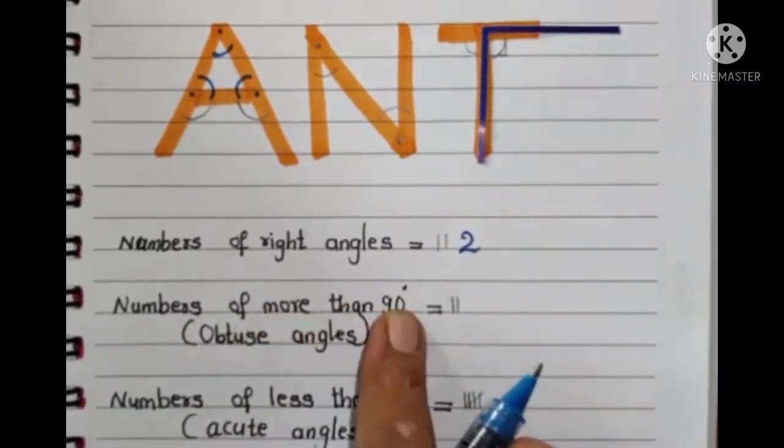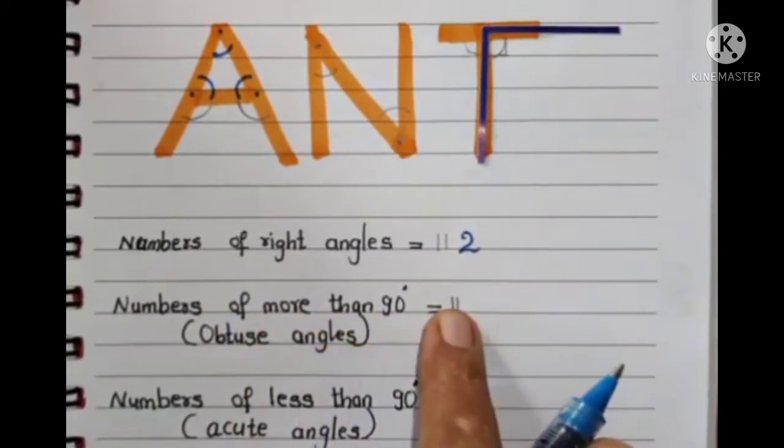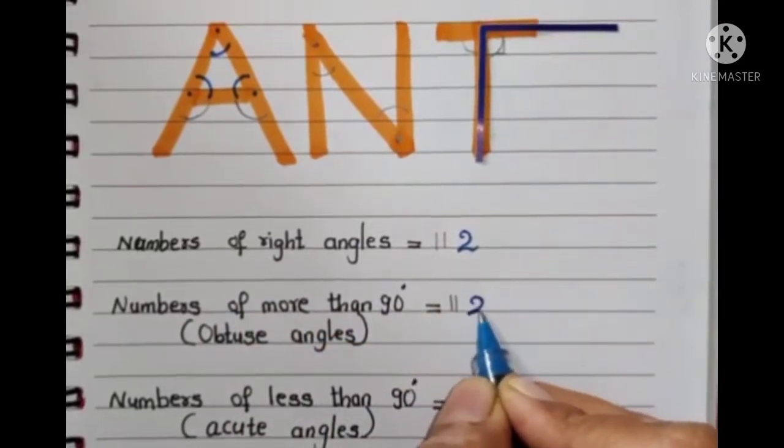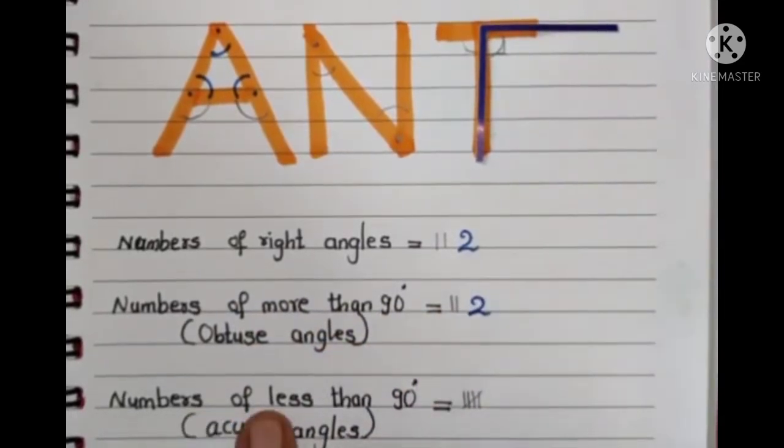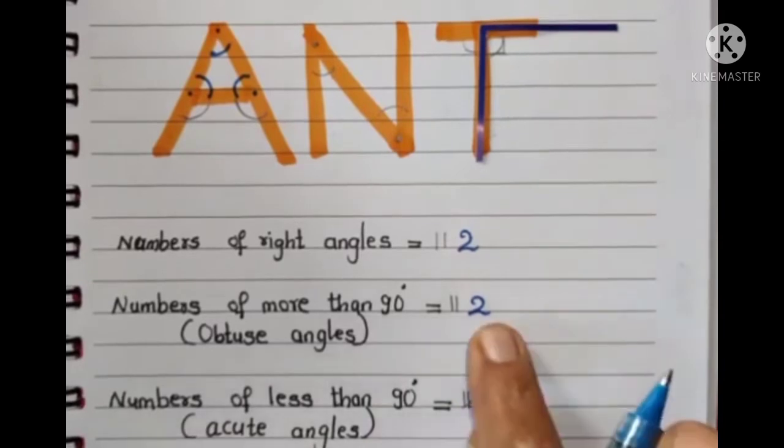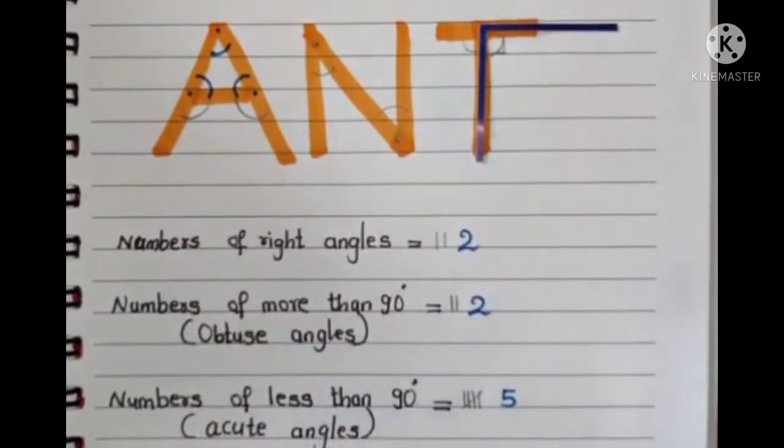The number of angles more than 90, that is obtuse angles, how many did we get? We got 2. And the number of angles less than 90, that is acute angles, how many did we get? We got 5. So this is the way we are going to count the number of angles formed by the letters in a word. Now let us take one more example.